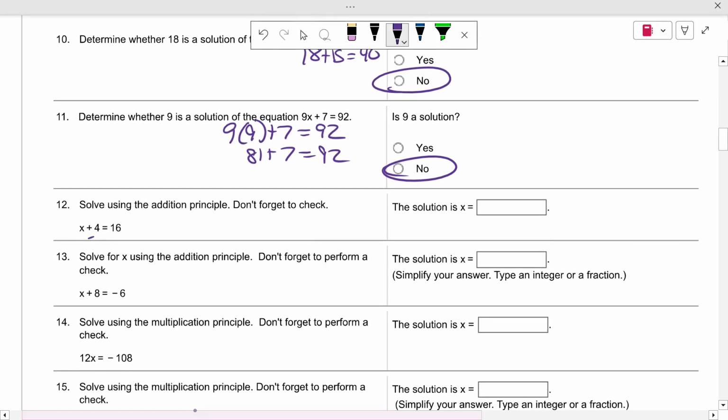So here, subtract 4 from each side, so x equals 12. Here, subtract 8 from each side, x equals negative 14. Here, divide each side by 12. X equals... I don't know what that is. 9. Okay.